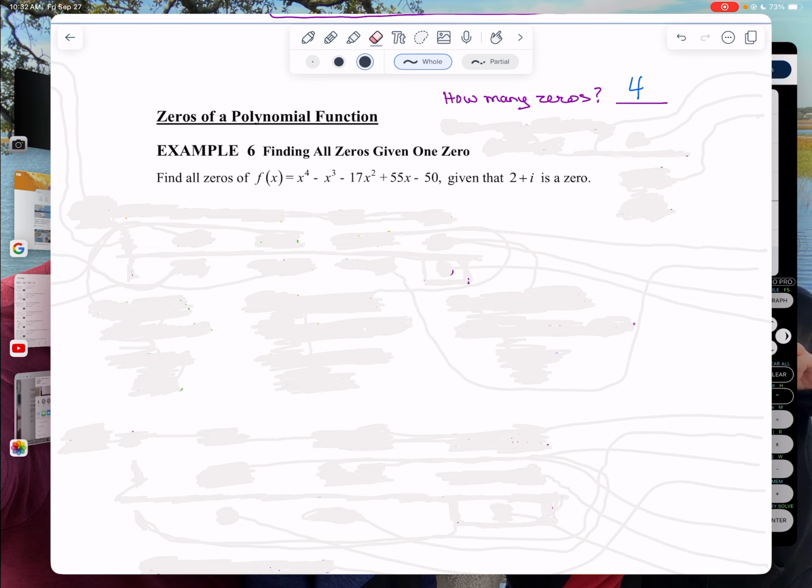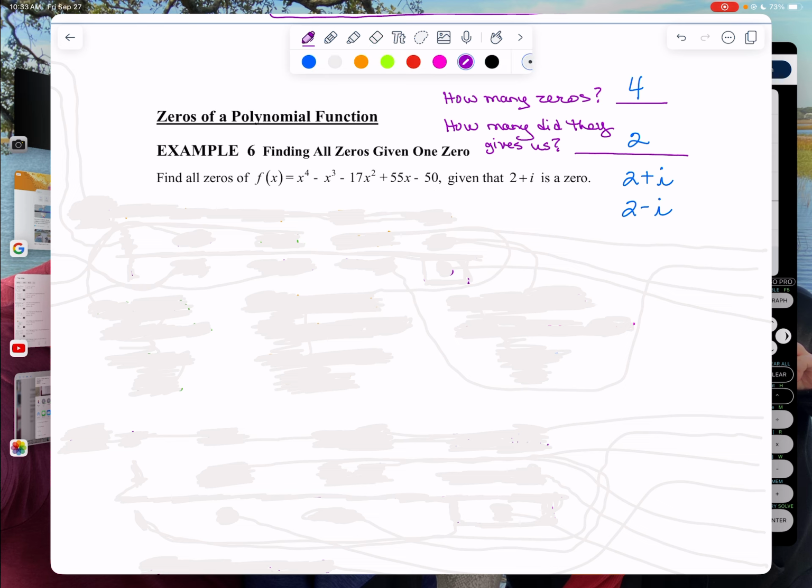How many have they given us? Okay, well, it looks like they've given us 1, right? 2 plus i. But remember, the conjugate zeros theorem means they gave us 2. 2 plus i, and we know that 2 minus i is also a 0. So remember, we have 4.